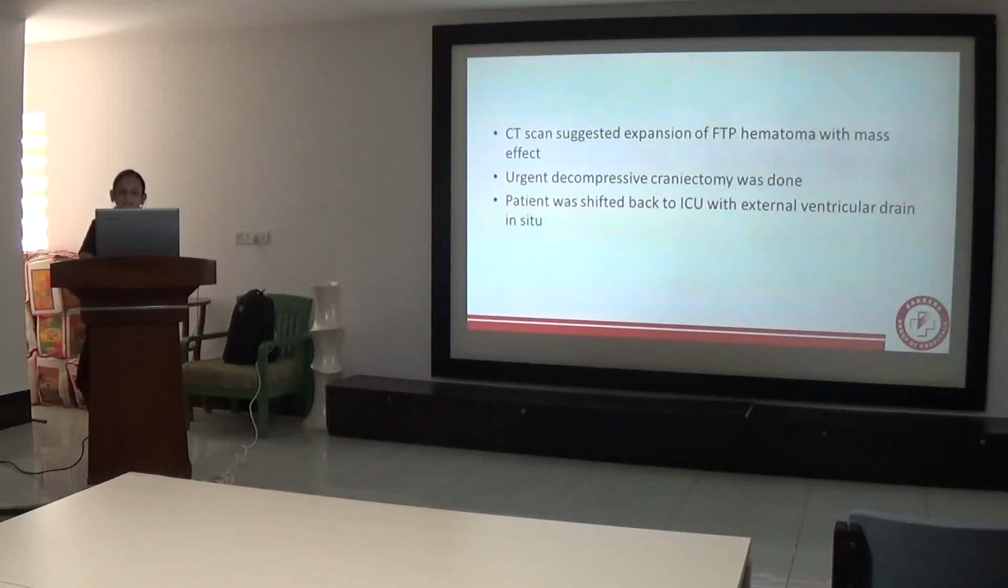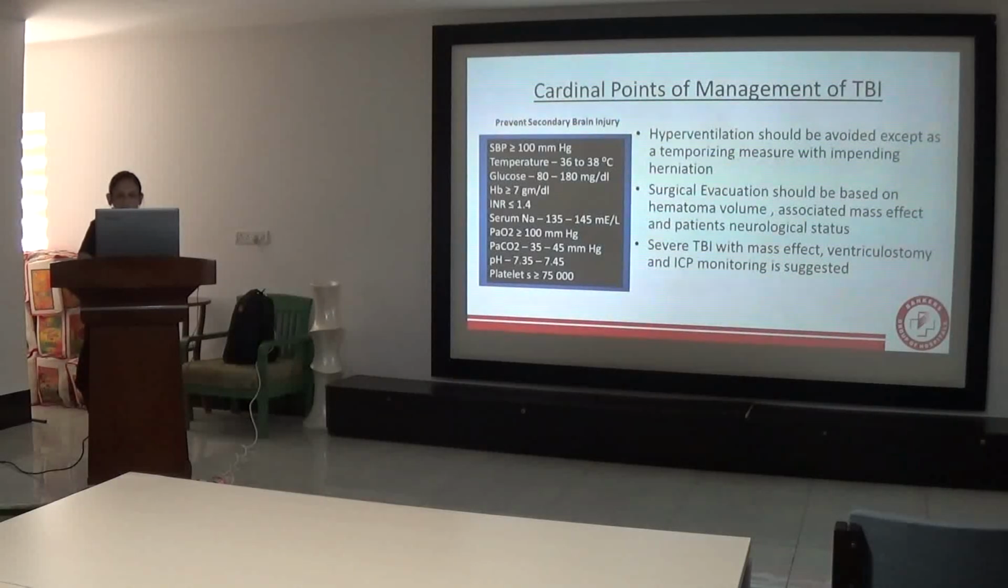CT suggested expansion of hematoma with mass effect. The urgent decompressive craniectomy was done, and the patient was shifted back to the ICU. So the cardinal points of management of traumatic brain injury: you have a patient in your hospital who has a head injury, so you intubate the patient, right? And hyperventilation we do only and only on a temporary basis.